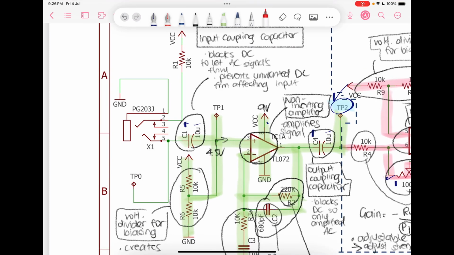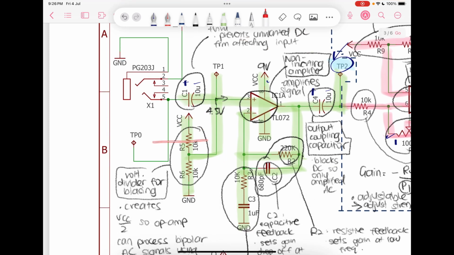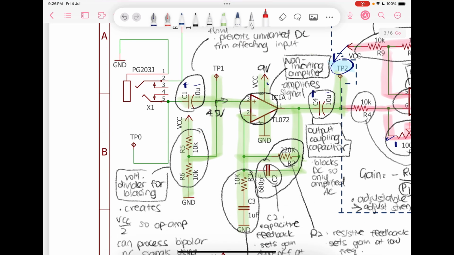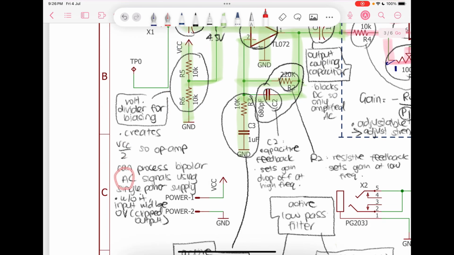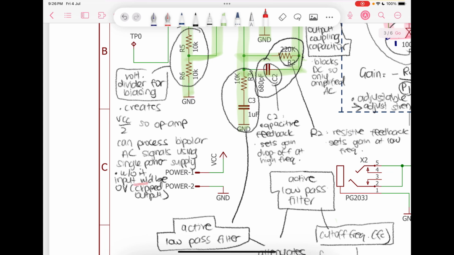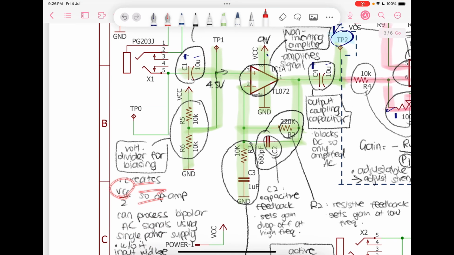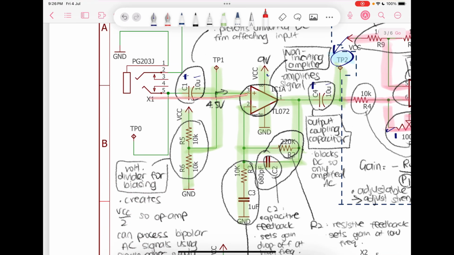Starting with the first amplifier, the signal passes through this capacitor. Now this is an input coupling capacitor. It blocks DC to let the AC signals through and prevents unwanted DC from affecting its input. After it passes the capacitor, there is this 4.5 volts. Now this is a voltage divider for biasing. It creates a VCC over 2 so that the op amp can process bipolar AC signals using a single power supply. Without it, the input would be 0 volts and be clipped in the output, because the signal has no voltage.